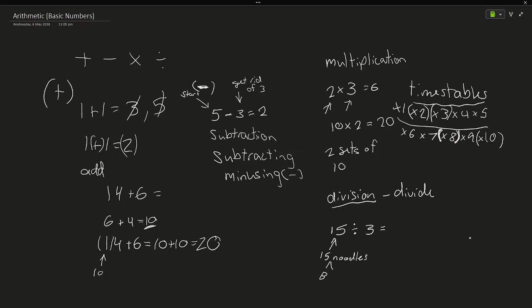Let's put a bracket here. Let's say blue noodles. And I want to share it with 3 friends. So how many noodles will we each have? If I share it out to my 3 friends, that means they will get 5 noodles each.